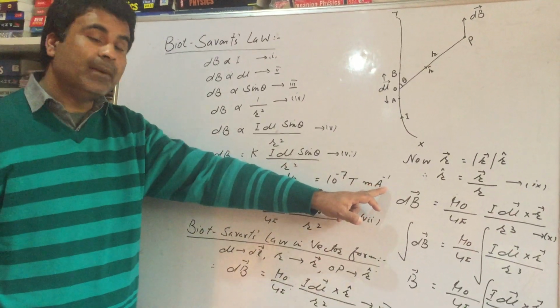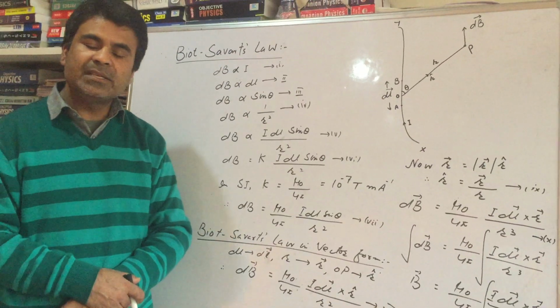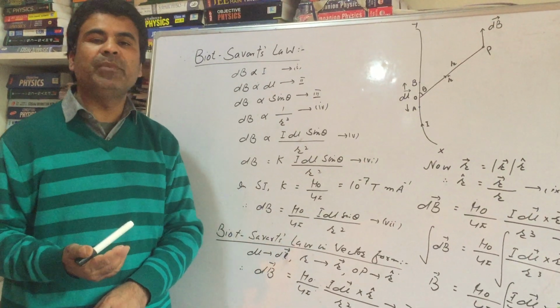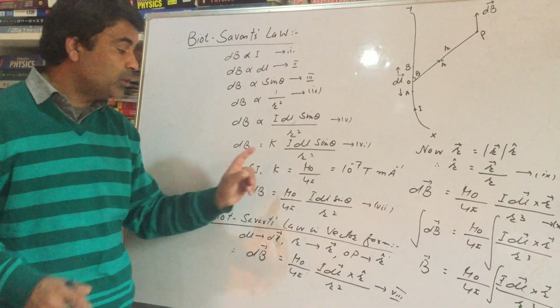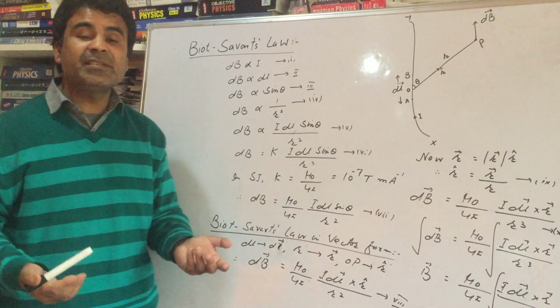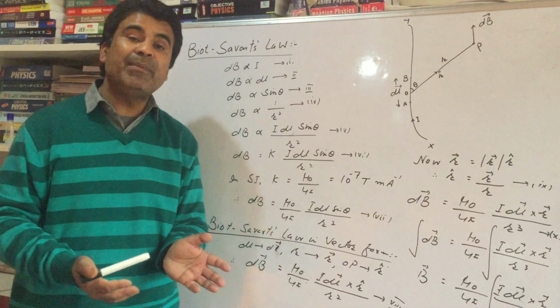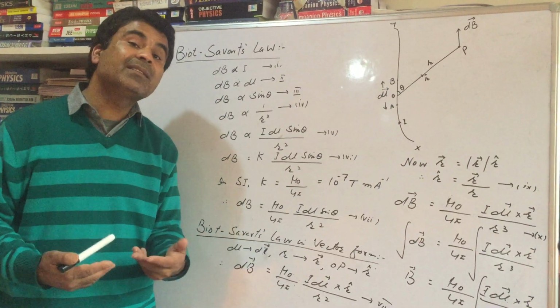Tesla meter per ampere, where mu zero is the property of a medium, and that property of the medium is called absolute permeability. It is called absolute permeability because every medium has a property that determines how much it will increase or decrease the magnetic field.